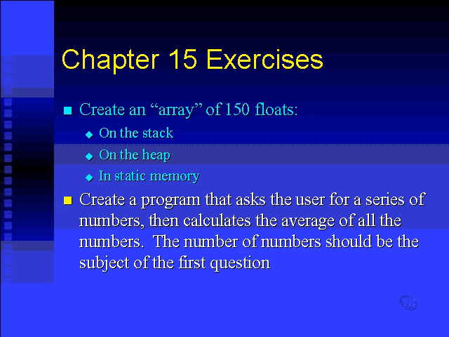Next, create a program that asks the user for a series of numbers, then calculates the average of all the numbers that it got. The number of numbers, in other words how many numbers they're going to enter, should be the subject of the first question. So the program will simply say, how many numbers do you wish to enter? And you'll say maybe 9, and then the program will ask you for 9 numbers. And then when you get 9 numbers, it will give you the average of those 9 numbers.